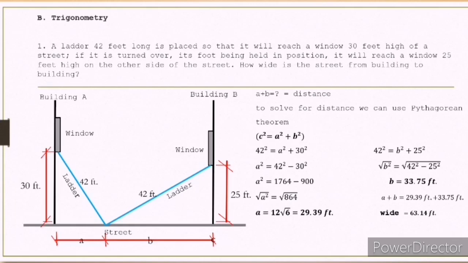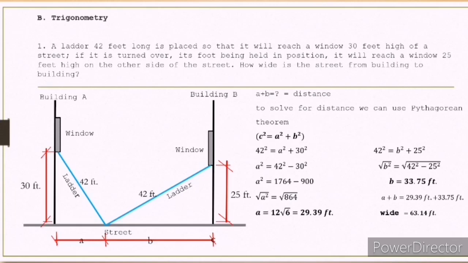Then a squared is equal to 1763 minus 900. Then the square root of a squared is equal to the square root of 864, which is equal to 12 square root of 6, which is equal to 29.39 feet. Then 42 squared is equal to b squared plus 25 squared.